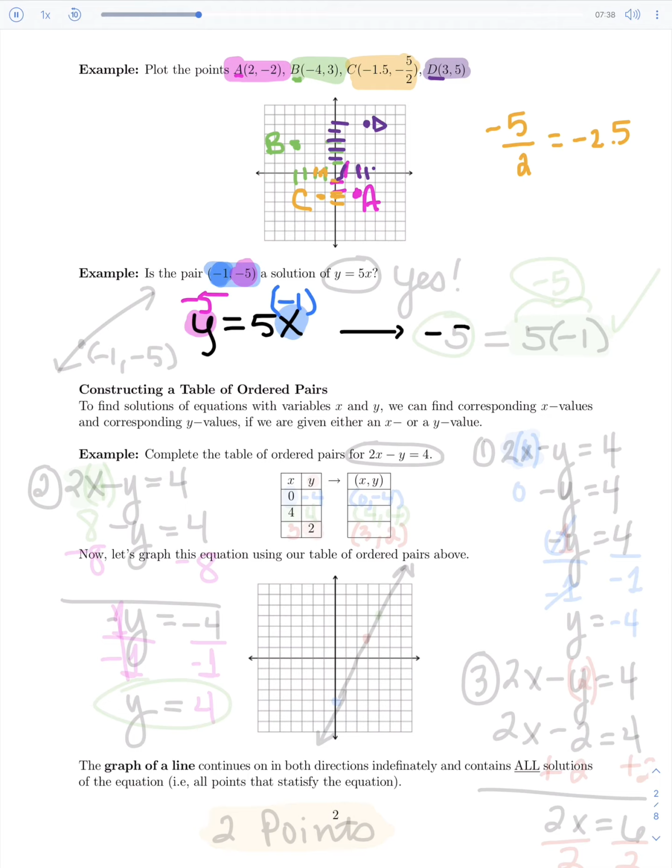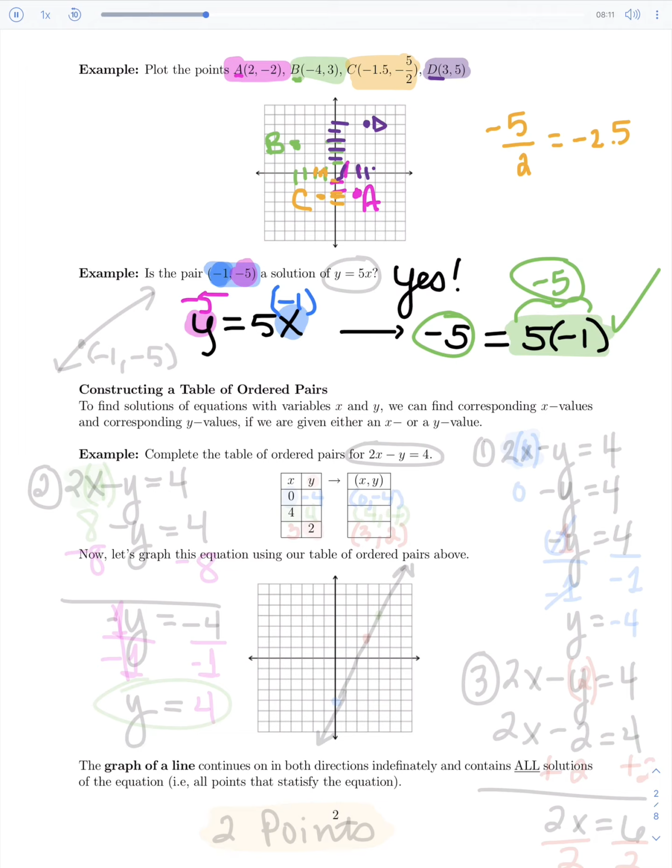Well, on the left-hand side, we have the negative 5, and on the right-hand side, we have a 5, and then parentheses, negative 1. Well, remember that 5 with parentheses, negative 1, means that we're multiplying 5 and negative 1. What is 5 times negative 1? Well, that's just negative 5. So is this a true statement? Does negative 5 equal negative 5? Absolutely. What does that mean? It means that this point is a solution of this equation.